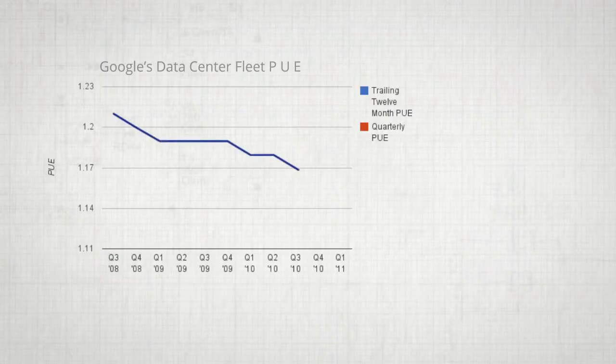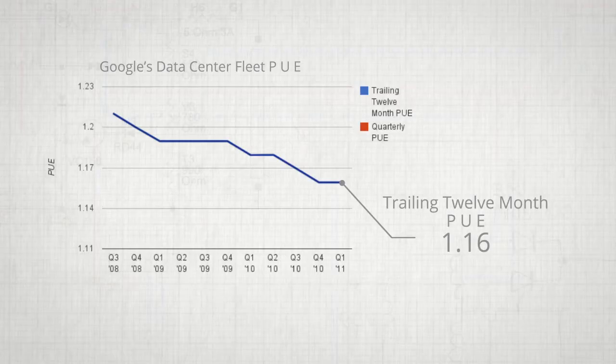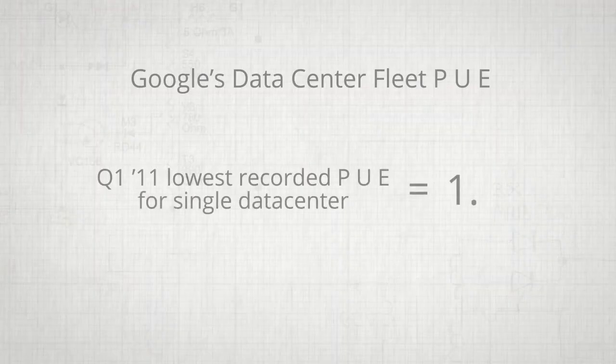Over the last 12 months, our TTM PUE was 1.16. We've continuously measured that, and it's gone down in nearly every quarter since we began reporting it back in 2008. Last quarter, the lowest data center was 1.09.